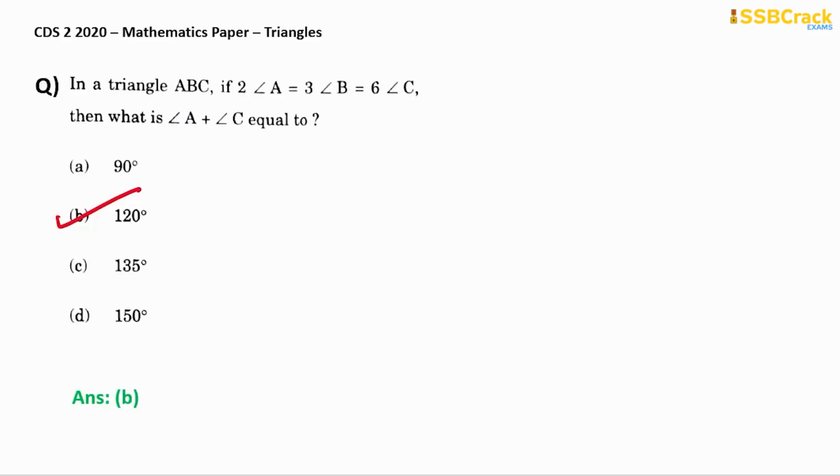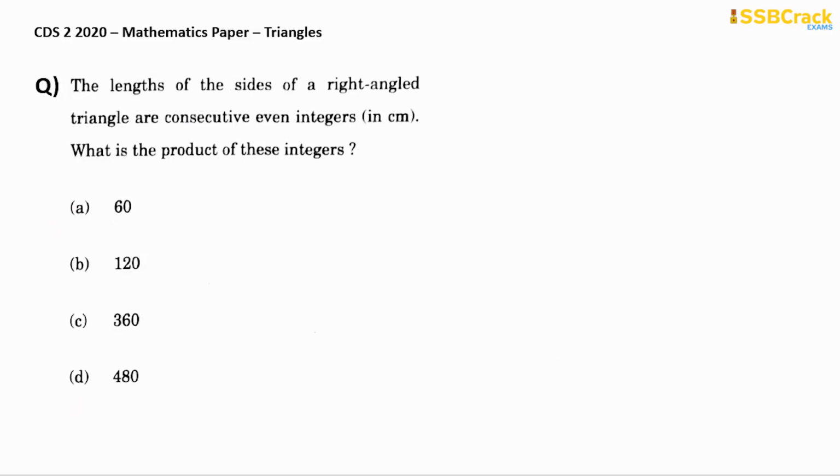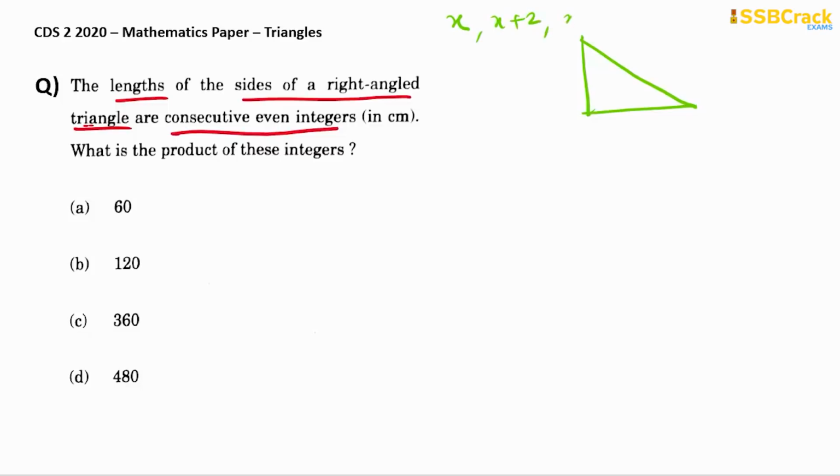Coming to the next question: the lengths of the sides of a right angled triangle are consecutive even integers. Understand, the lengths of the sides of a right angle triangle. So we have a right angle triangle for which the lengths are consecutive even integers. So you know how to take consecutive even integers. If the first even integer is x, the next will be x plus 2, the next will be x plus 4, and so on. So here we have only 3 sides in a right angle triangle.